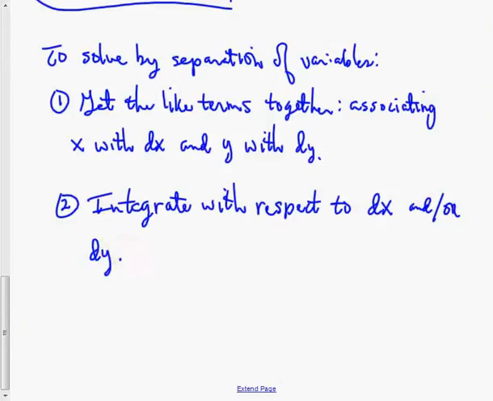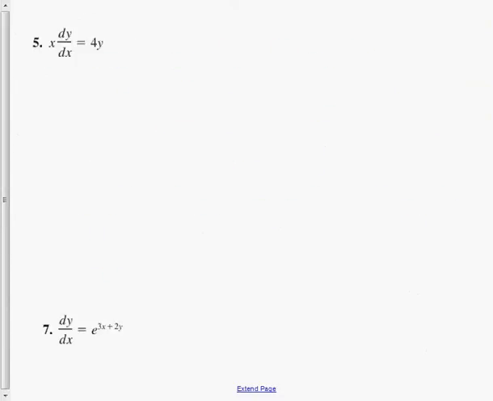Let's look at some more problems. So here we have x dy dx is equal to 4y. What I'm going to do is multiply both sides by dx, divide both sides by x, and divide both sides by y. And that'll give me the y's with the dy's together and the x's with the dx's together. We do all that in one stroke because we can do that. So I have 1 over y dy is equal to 4 over x dx.